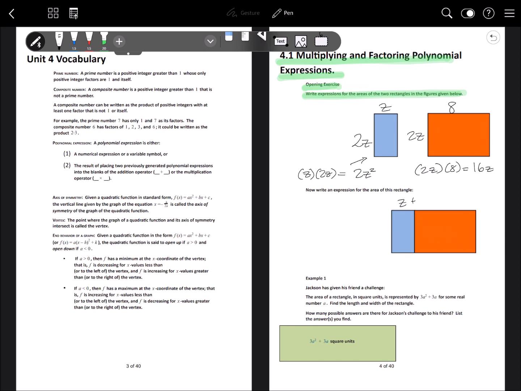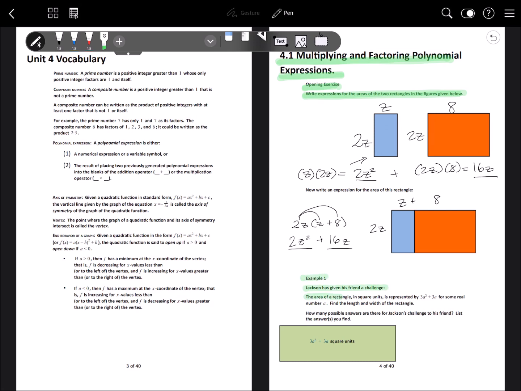Now, imagine putting these two rectangles together to make a larger rectangle. The height would still be 2z, but the width is now z and 8, or z plus 8, which means the area would become 2z times z plus 8. Or 2z squared plus 16z. Notice that's the same as if we were to add the two individual areas separately, which means that we can either calculate the areas separately or all together.